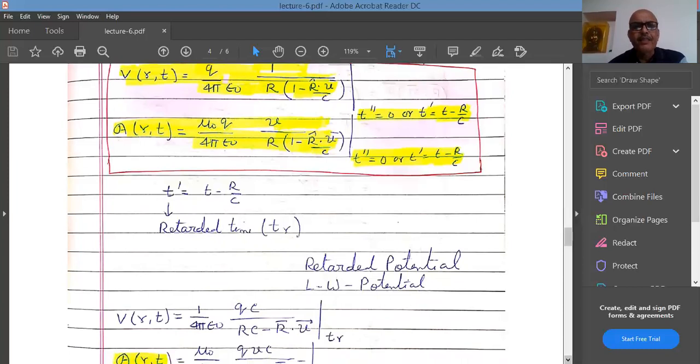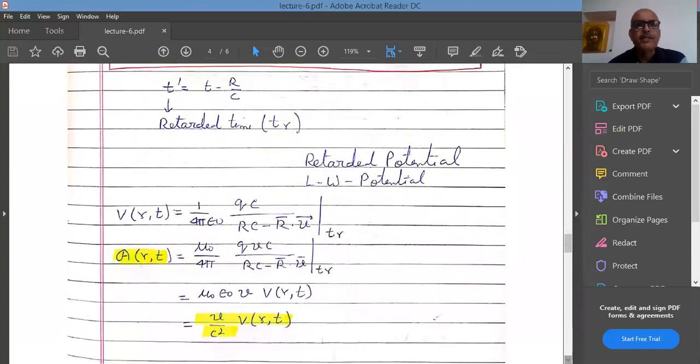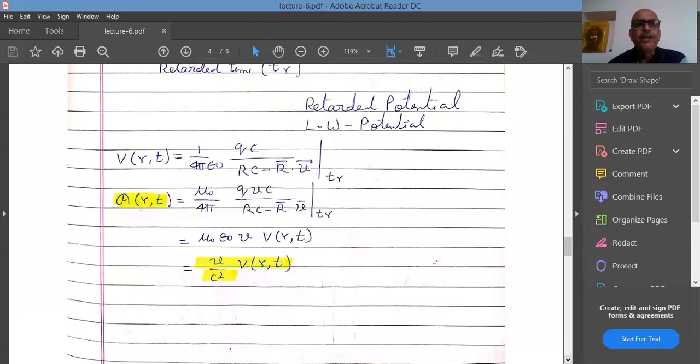So if you look at the expression here, both the expressions are written here. If you divide, then A upon V is what is written. A at R and T, A at the field position, is equal to mu 0 epsilon 0 V into V at the position R and T. So mu 0 epsilon 0 is 1 over C square, and therefore we can write this A as V upon C square into V. So the two are interrelated with each other. So this is all about the Lienard Wiechert potential.